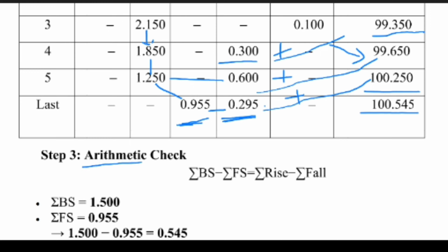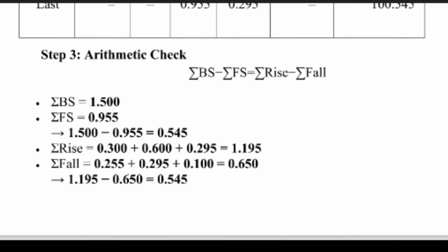By using arithmetic check: this is the summation of backsight minus summation of foresight is equal to summation of rise minus summation of fall. If it is positive, you have to add. If you do this calculation, summation of backsight you have to add, summation of foresight you have to add, the difference between that is 0.054. Summation of rise you have to do, summation of fall you have to do in the tabular column, and these two difference if you write, you will get 0.45.